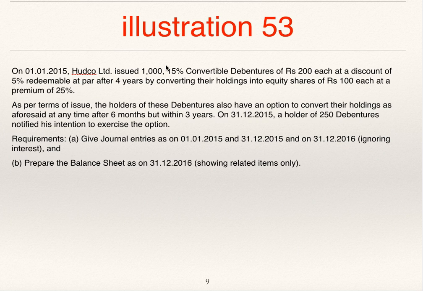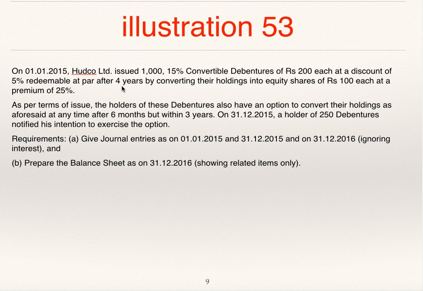Now we'll go to the next illustration. On 1/1/15, Hudco Limited issued 15% convertible debentures of 200 each at a discount of 5%. Debentures were issued at a discount. Discount rate is 5%. Number of debentures issued 1000. Face value 200. Discount 5%.